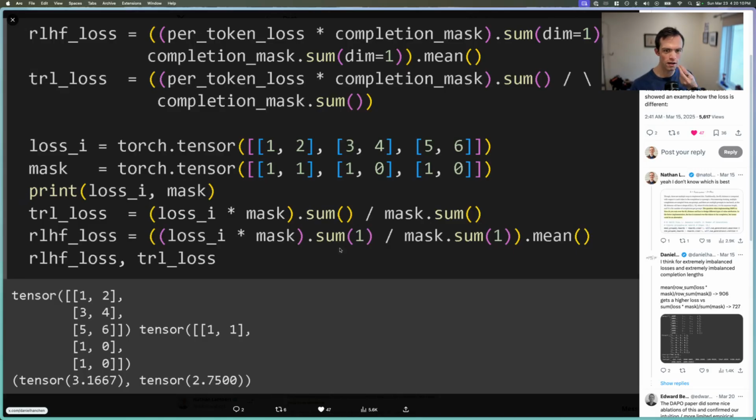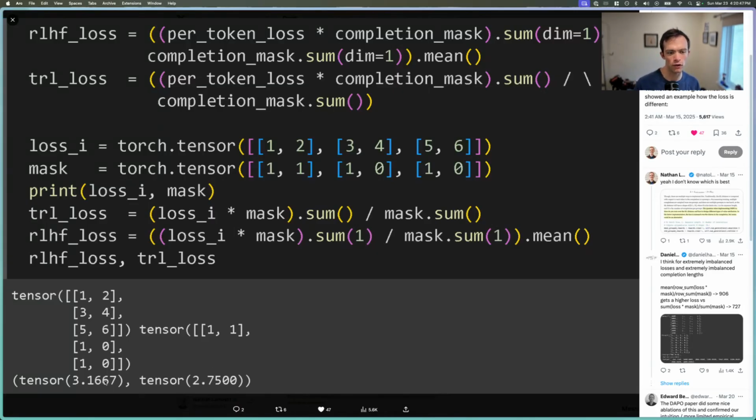other papers here. So what we can see here is the TRL loss, which is we take the loss per token, which we compute with policy gradient and then mask it, and then we sum them all together and we divide by the mask.sum. Mask.sum is just going to be the total number of tokens. So essentially this is just looking at the global mean across all tokens. And the second RLHF loss is masking them and taking the sum across the first dimension. And the sum across the first dimension is essentially we're going to average the losses per response, so kind of per completion, and then average them globally.